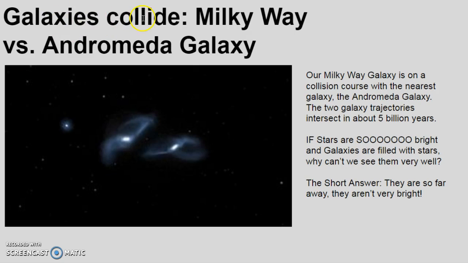So our Milky Way galaxy and the Andromeda Galaxy are on a collision course. Our Milky Way is on a collision course with the nearest galaxy, the Andromeda, and the two galaxy trajectories intersect in about 5 billion years. So if stars are so bright and galaxies are filled with them, why can't we see them very well? Well, the short answer is they're so far away, they aren't very bright.